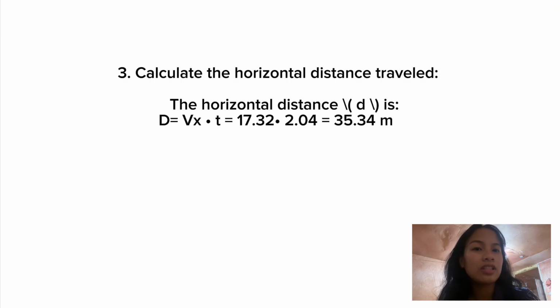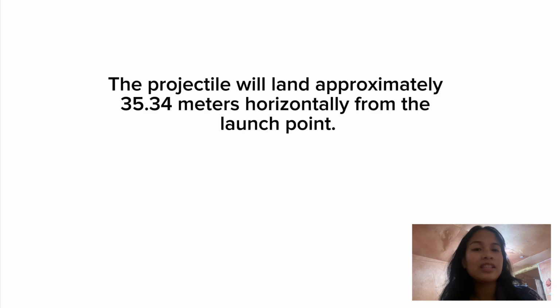Number 3. Calculate the horizontal distance traveled. The horizontal distance traveled is d is equal to Vx times T, which is equal to 17.32 times 2.04, resulting in 35.34 meters. So now the answer is the projectile will land approximately 35.34 meters horizontally from the launch point.